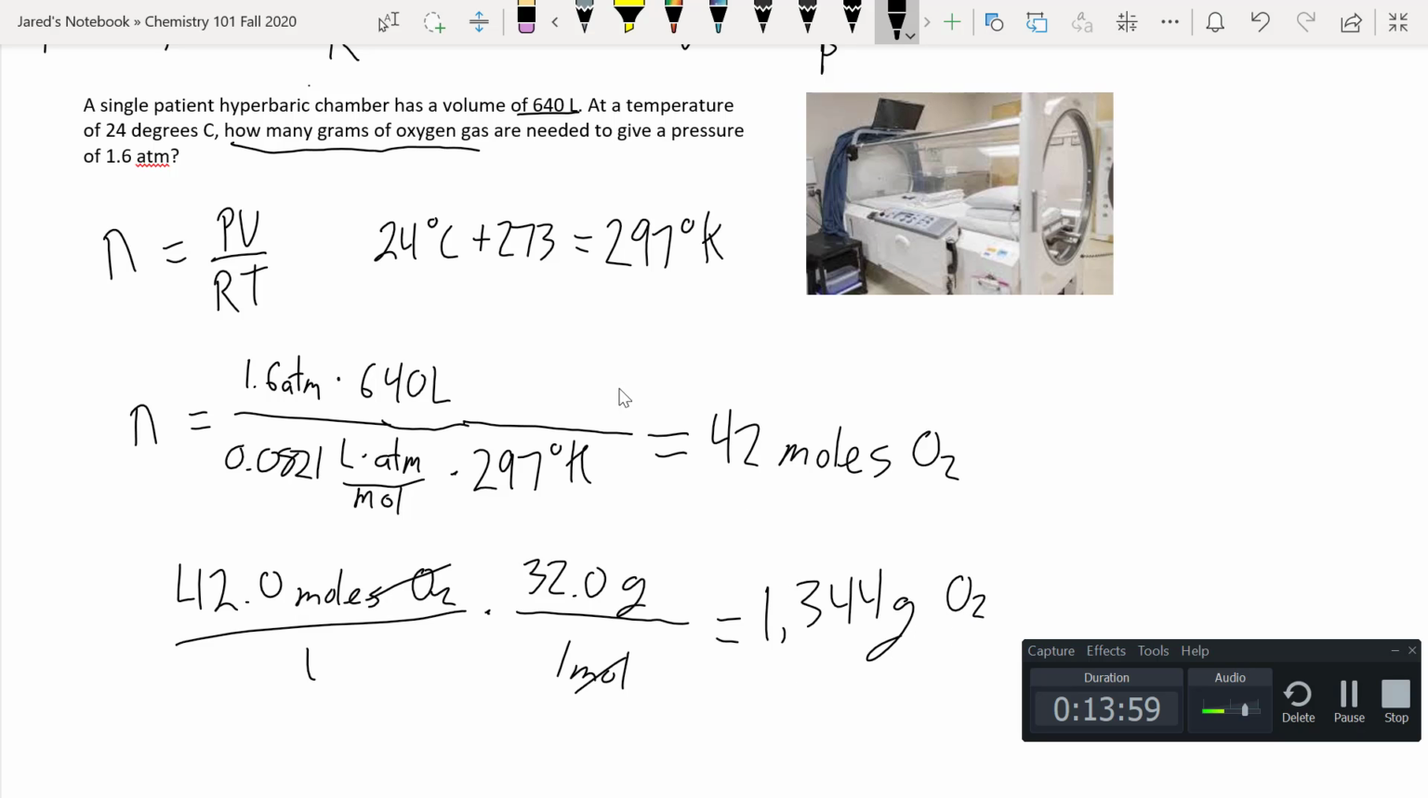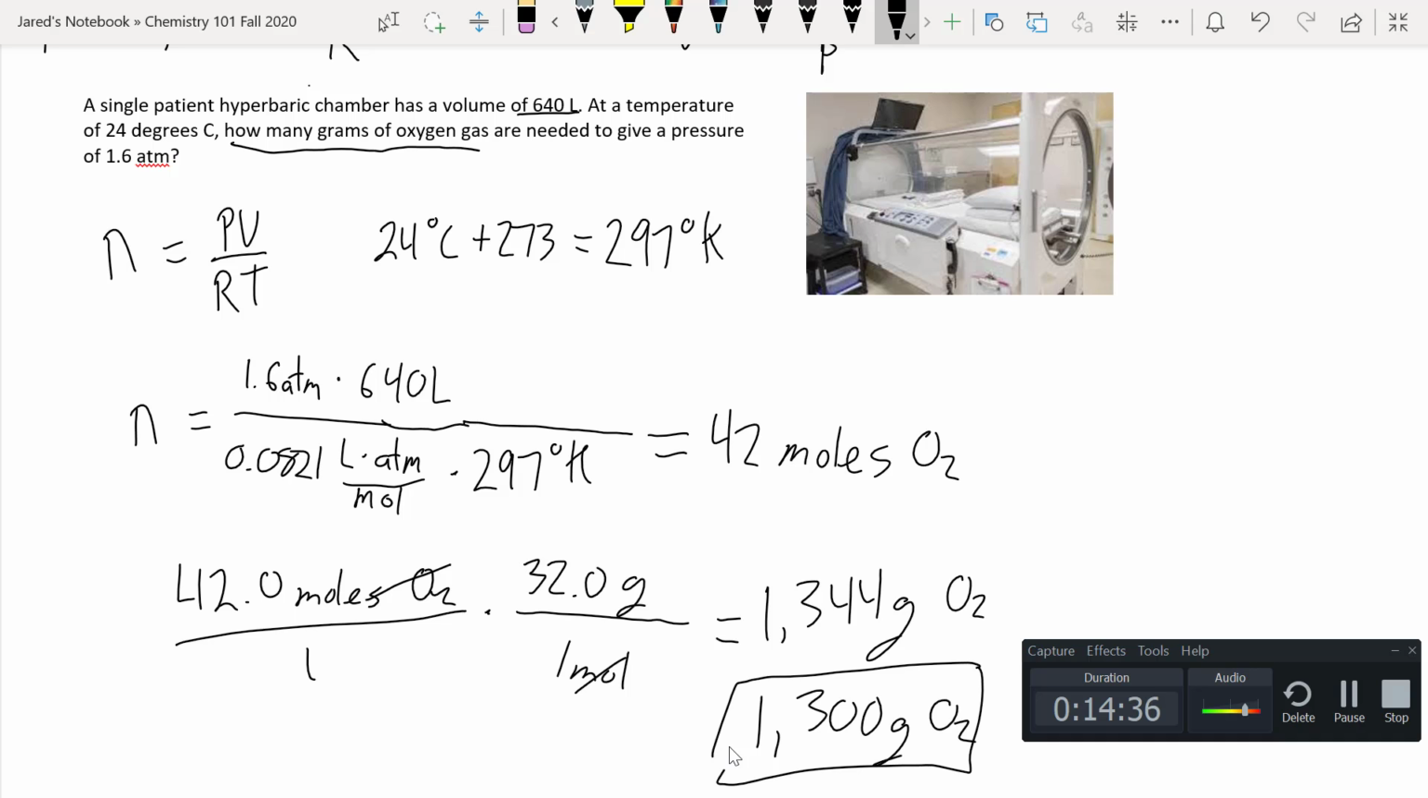Now remember that in the question, if you notice here, the lowest number of sig figs that we were given were 2, and so we need to round this number to 2 sig figs, and so our final answer would be 1,300 grams of O2. And that's how many grams of oxygen gas you would need to put into the hyperbaric chamber to result in a pressure of 1.6 atm, which is 1.6 times the pressure found at sea level.